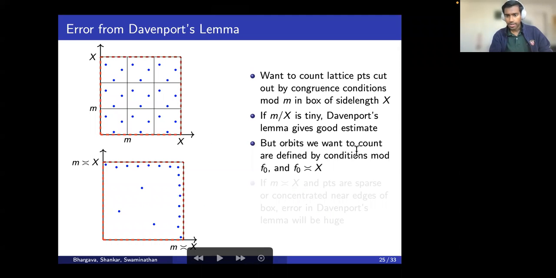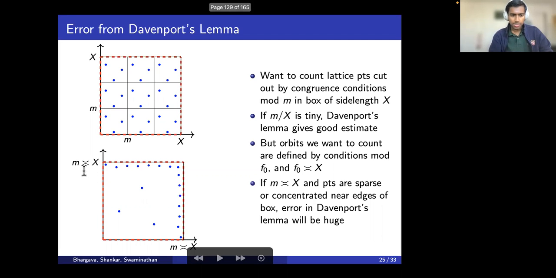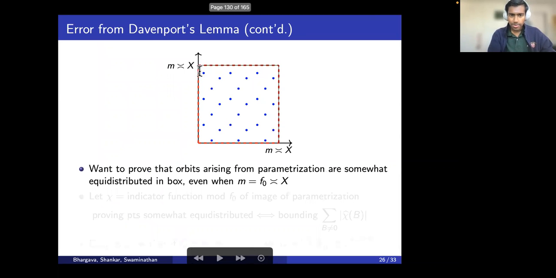But remember that the orbits we want to count were defined by conditions mod f0. And the regime we're interested in is where f0 is roughly the size of x. That's the situation depicted in the second picture: the modulus is roughly the size of x. Then it's possible that the points we want to count are very sparsely distributed in the interior and possibly clustered around the edges. In that case, Davenport's lemma will give a huge error. You won't get a very good estimate for the number of points in this region. So we want to prove that this situation does not occur. That is to say, we want to show that even when the modulus is roughly the size of x, we're getting equidistribution in the box.